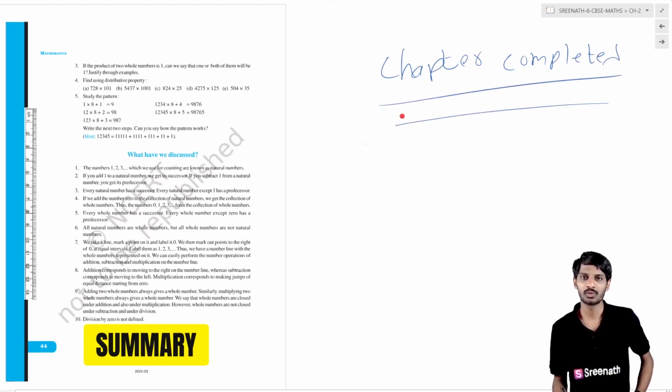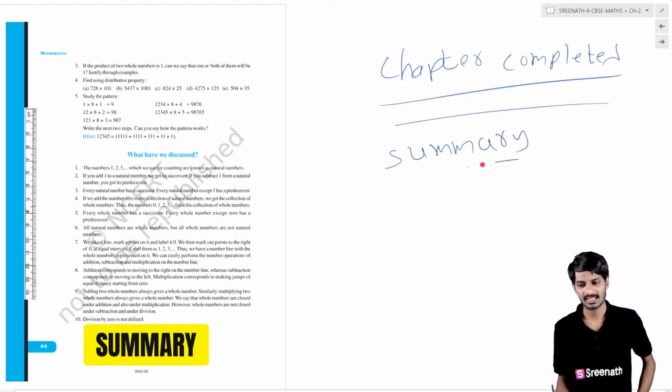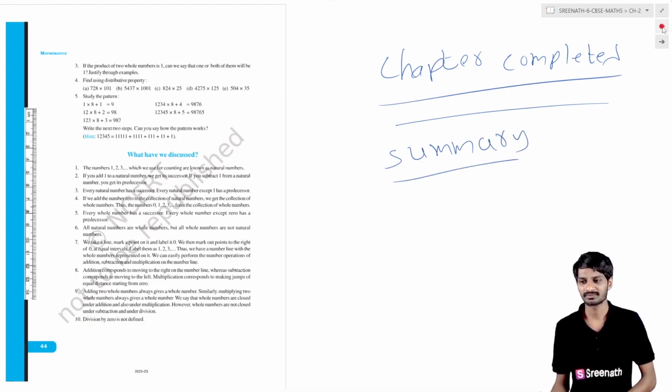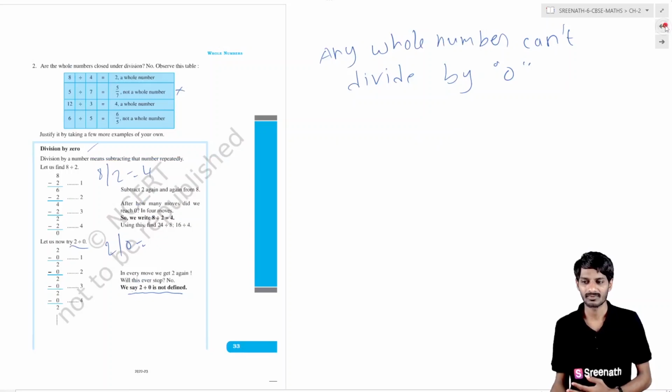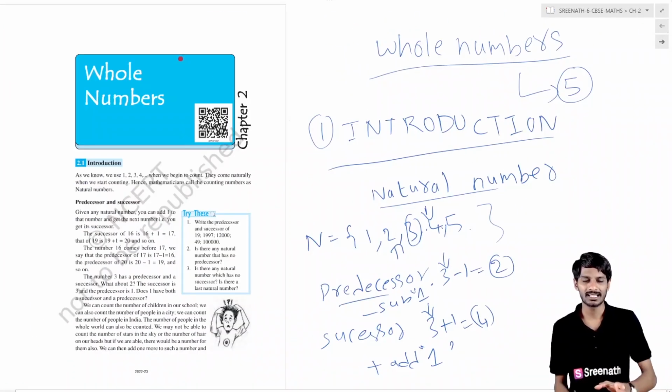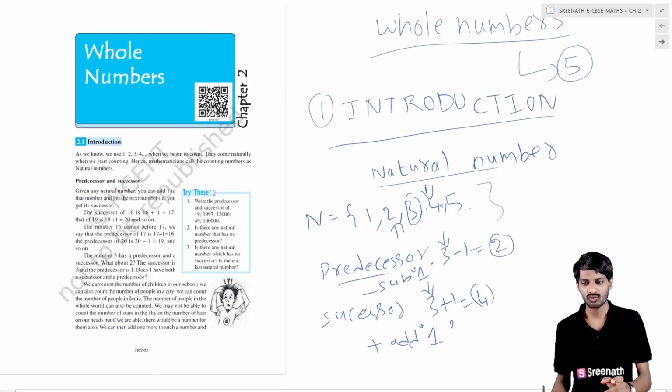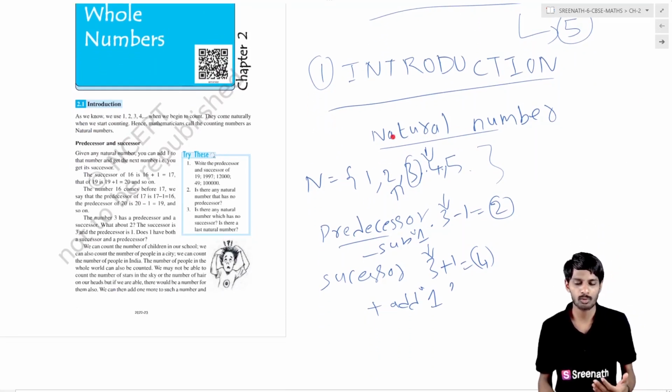Now what you have to do? Now we are going to the summary. Now we are having the summary of the whole chapter. Basically, the chapter is Whole Numbers. It is the second chapter, and it has 5 topics. The first topic is introduction. In the introduction, we are revising the natural numbers.